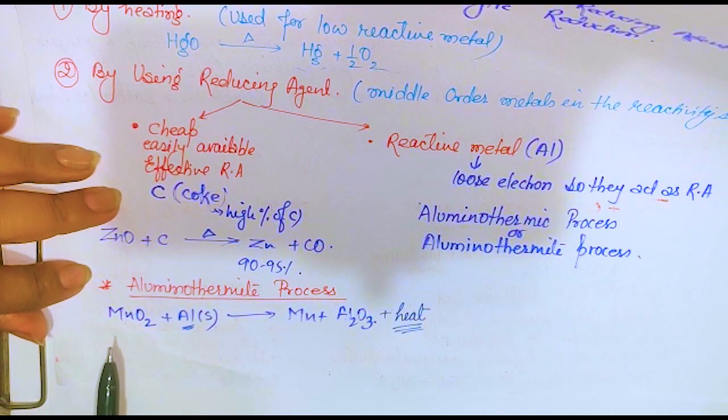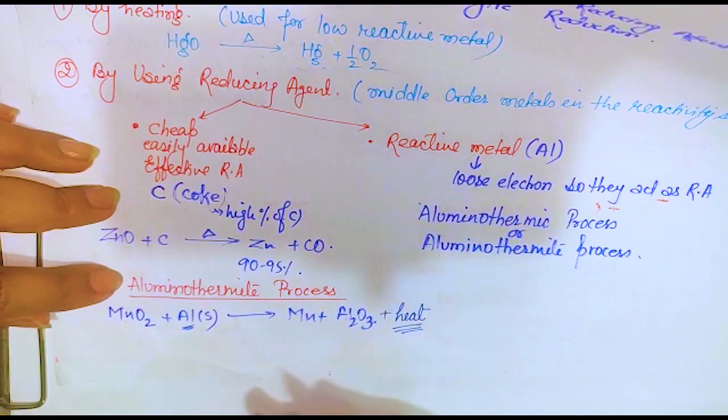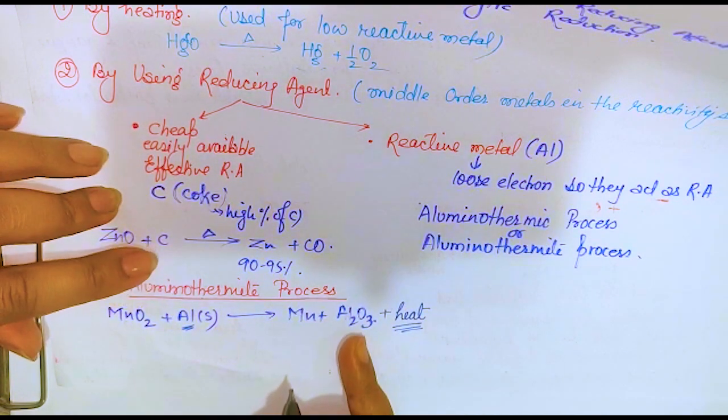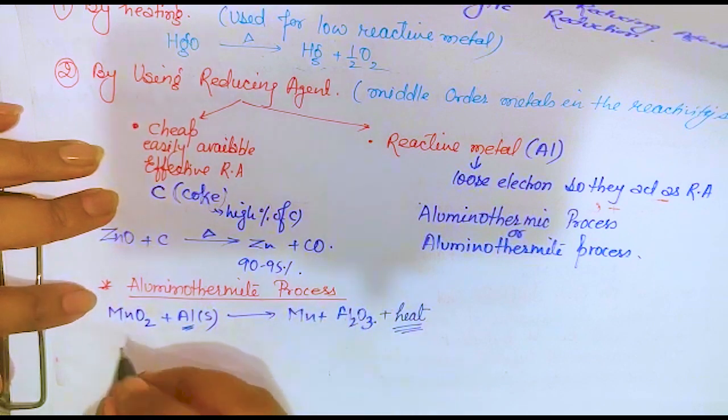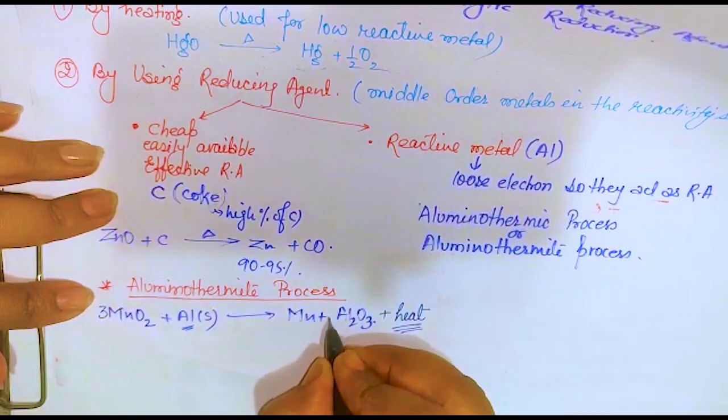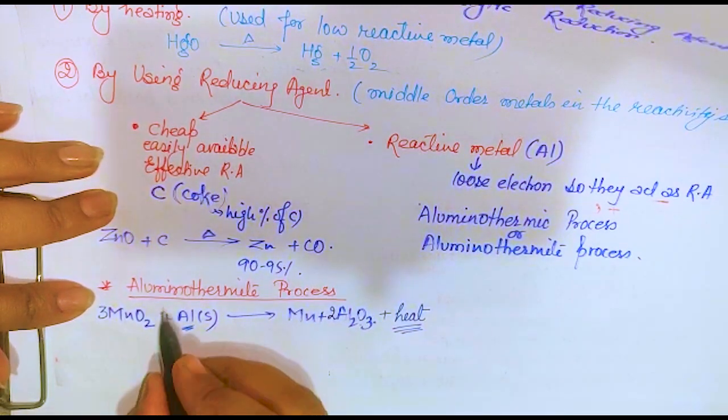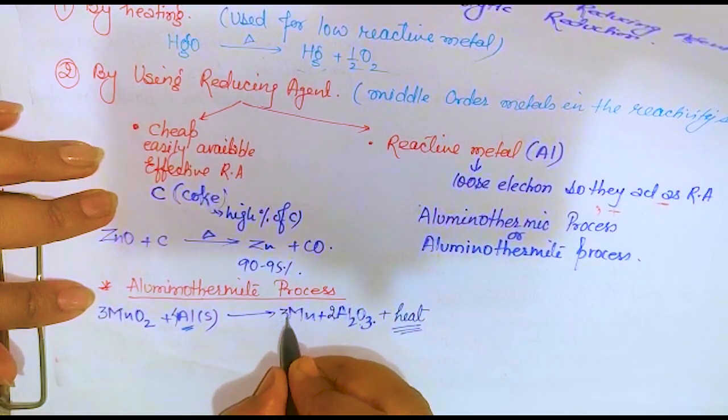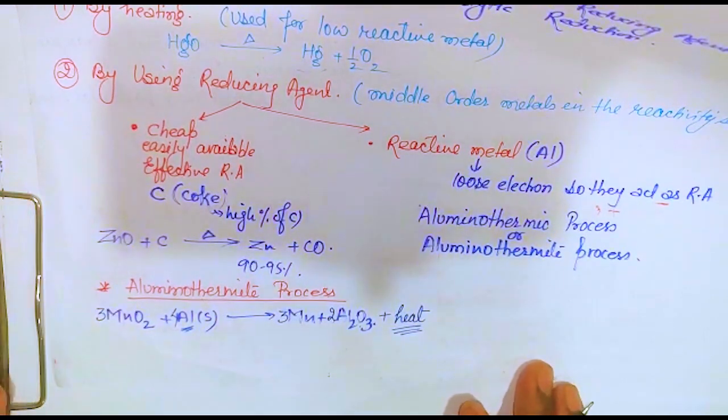Now, if I want to balance this equation, I would take this to be 3 and this to be 2. So to make it balance, here it will be 3 and here it will be 2. So it will be 4 over here and 3 Mn, isn't it? So this reaction is balanced now.